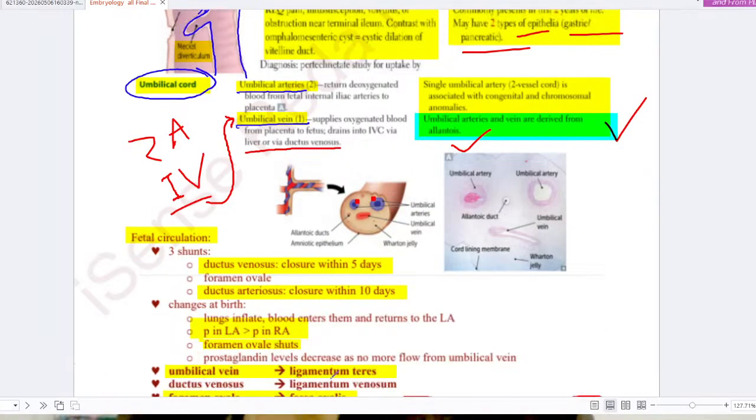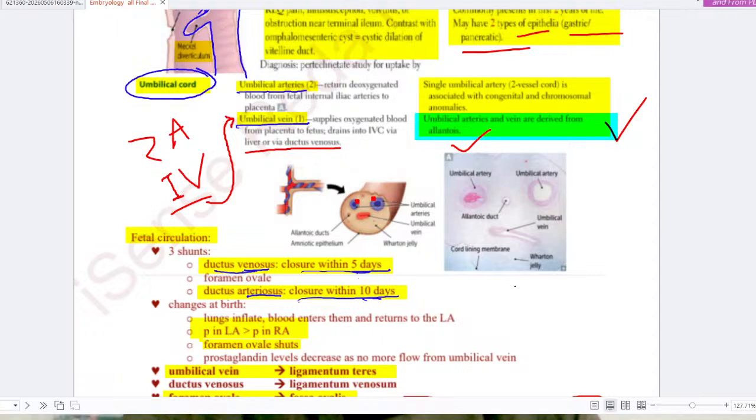Fetal circulation has three shunts. One is the ductus venosus, which closes within 5 days. Then the foramen ovale and ductus arteriosus close within 10 days. You have to remember this point. The ductus venosus, a vein, closes in 5 days, and the arteriosus, an artery, closes in 10 days. Simply, the artery is thicker, so it takes more days to obliterate. So it closes within 10 days.